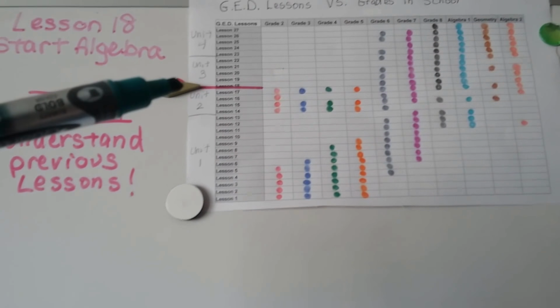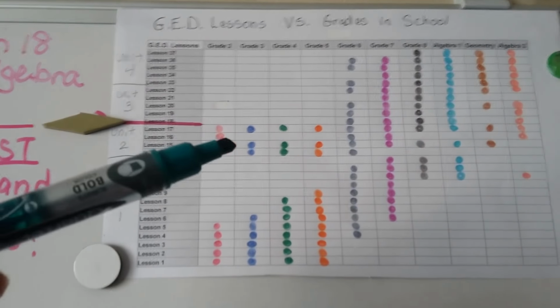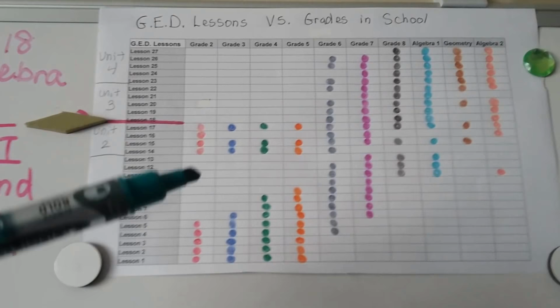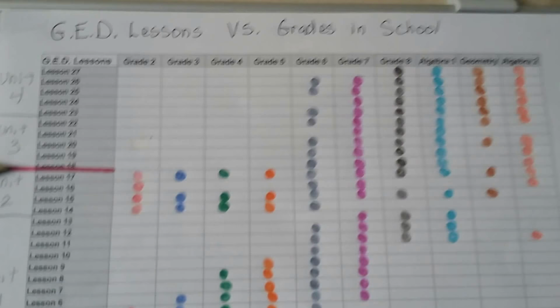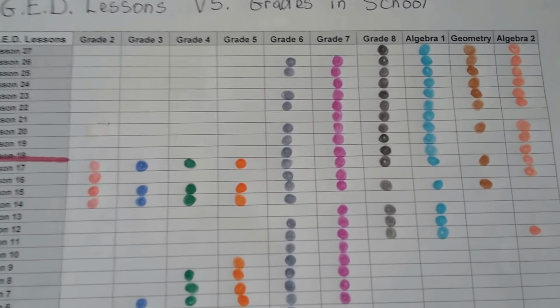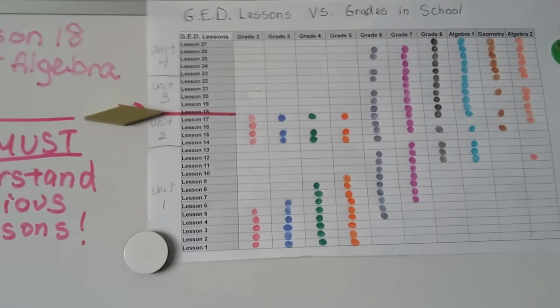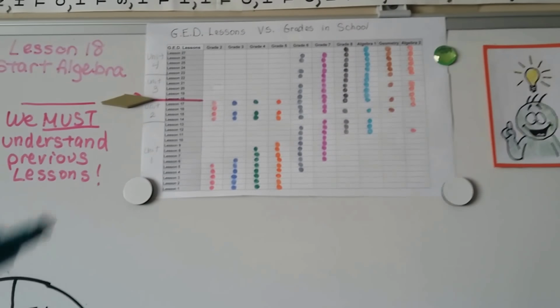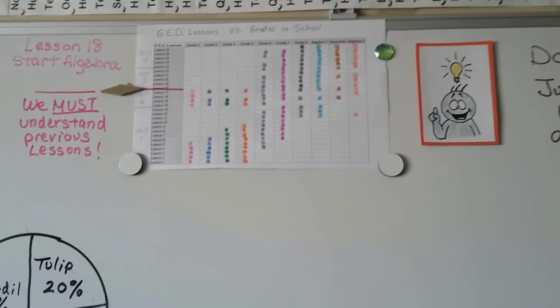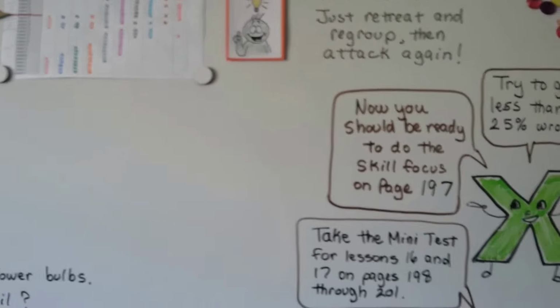So we're getting close to algebra here. We've gotten to the point where we're going to start lesson 18, and that's this pink line, and all of these lessons have been covered. So now we're going to be above here, and it's all going to be 6th grade, 7th grade, 8th grade, 9th grade. See? Algebra 1, Geometry, Algebra 2. So you have to make sure you understand the stuff that we've already covered, all right? If you do these skill focus and you have a little problem, well, go through these old lessons to figure out where you had a problem, okay? So just retreat, regroup, and attack again, all right?